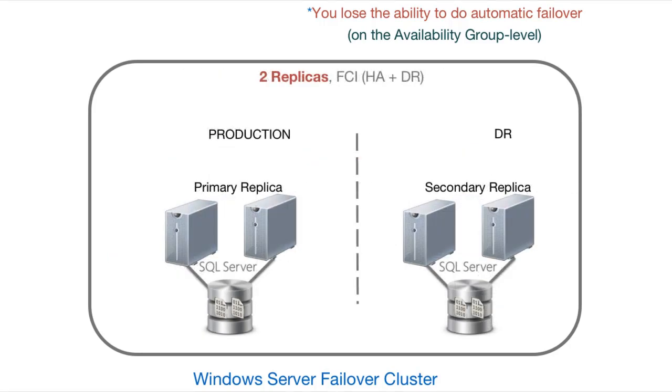Another common design pattern is to have a 2-node failover clustered instance as a primary replica and another 2-node failover clustered instance as a secondary replica. This covers both high availability and disaster recovery. Asking those same 4 questions, you could use a disk witness, although in this case it would be a bit of a challenge to use a disk witness because you can't necessarily replicate the entire disk on the secondary site, which is your DR site.